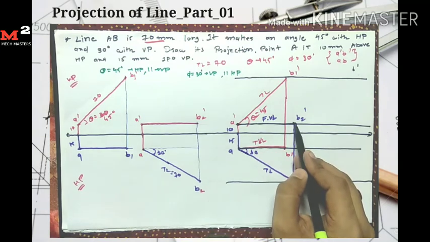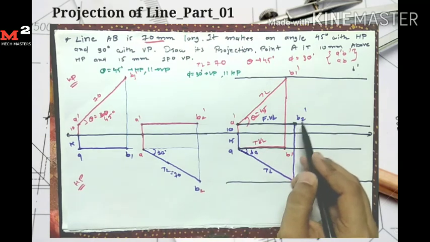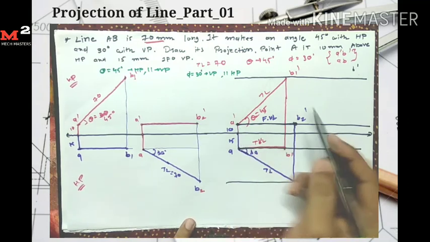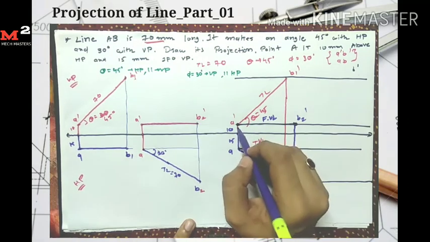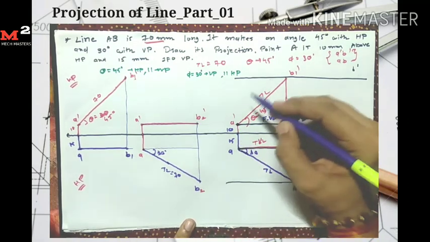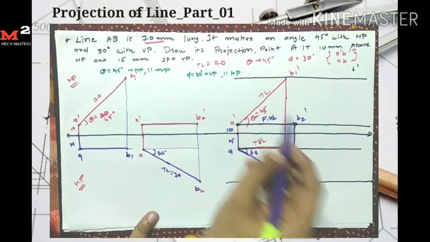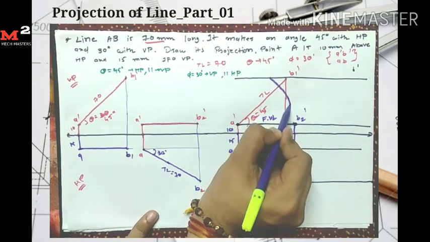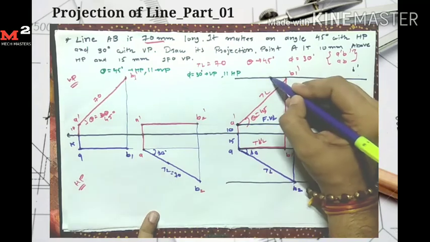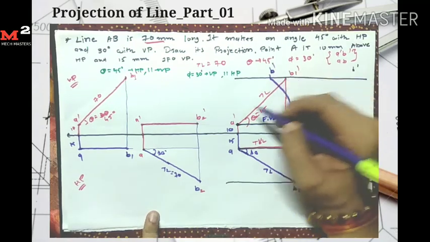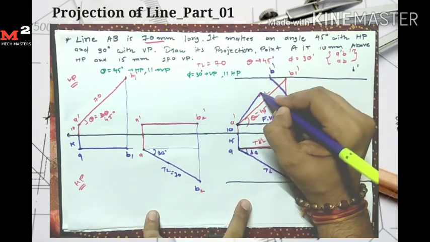So to draw the line A dash B dash, I take A dash as a center and radius equal to A dash B2 dash. I draw one arc which intersects this locus here. So here I get my final point B dash. So this one is my final front view A dash B dash.